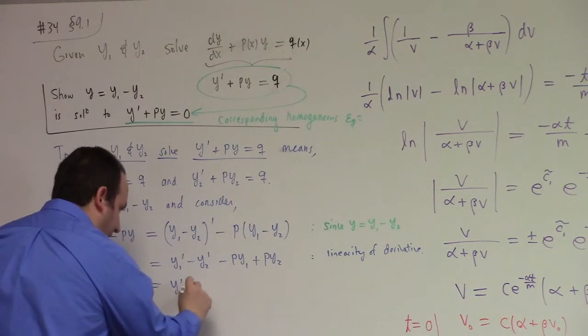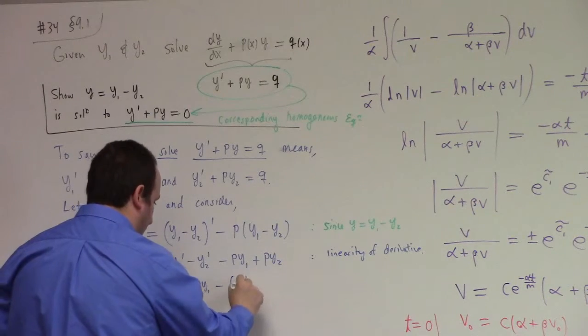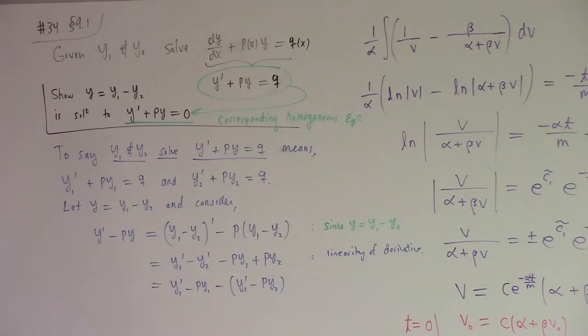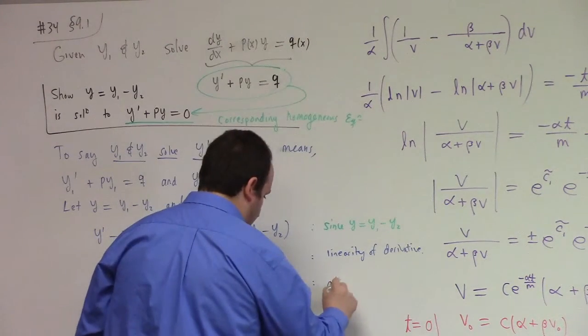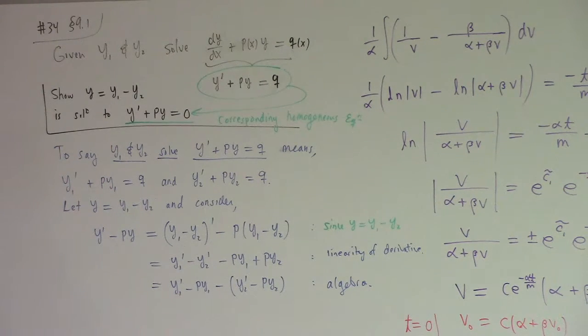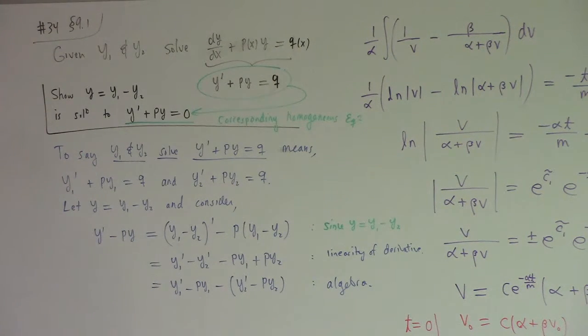I've got y1 prime minus py1, right? Minus parentheses y2 prime minus py2. Again, this is just algebra. That is deliberate, because I have minus y2 prime. Why did I write it this way and that way? Now what do I know about the things I have? Let me underline them in red.